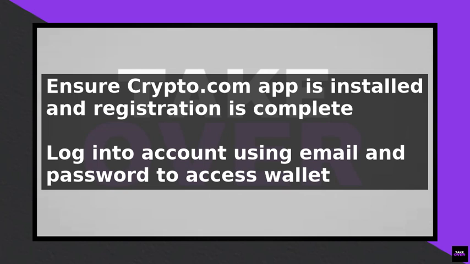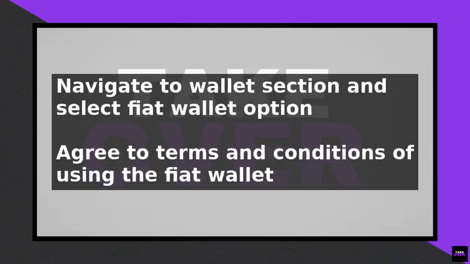This section is typically represented by a wallet icon and can be found at the bottom of the screen. In the Wallet section, you will see a list of available wallets, including your crypto wallets and your Fiat wallet. To activate your Fiat wallet, select the Fiat wallet option. You may be prompted to agree to the terms and conditions of using the Fiat wallet, so be sure to read through these carefully before proceeding.